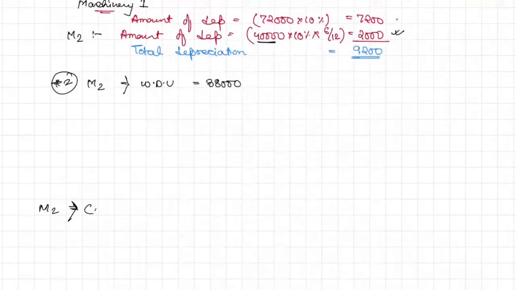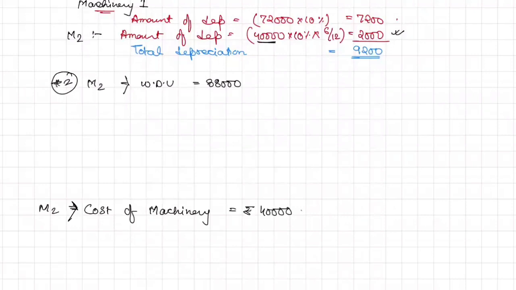Okay. So what was the cost of machinery? It was rupees 40,000. See, there are two ways of doing it.